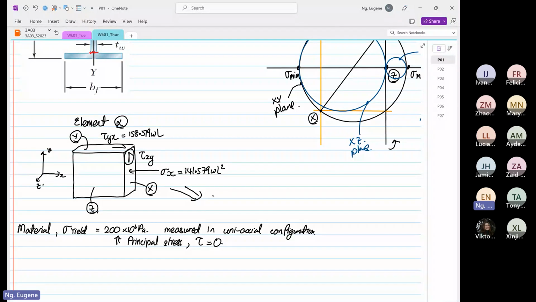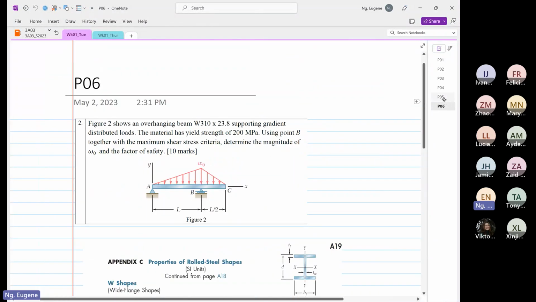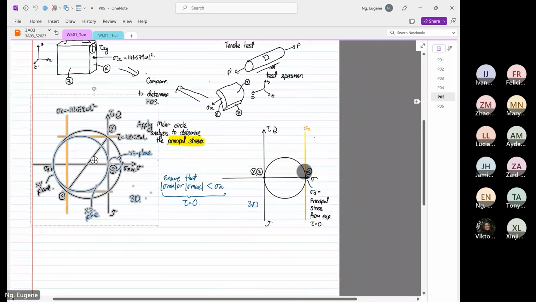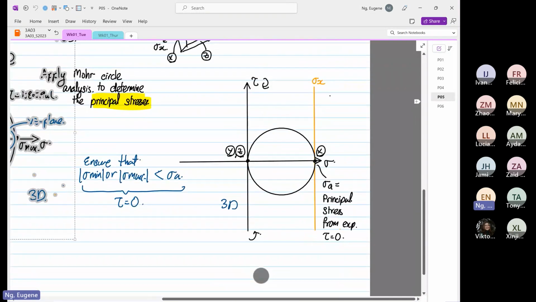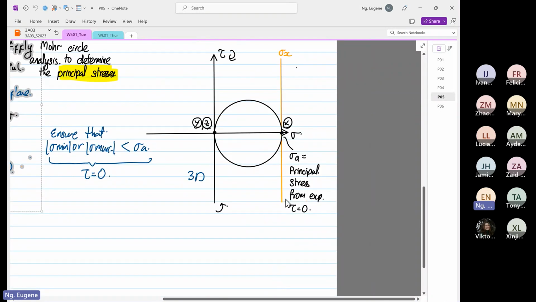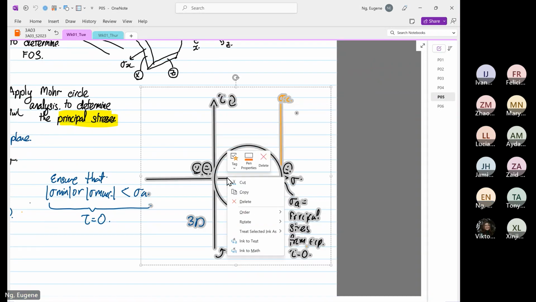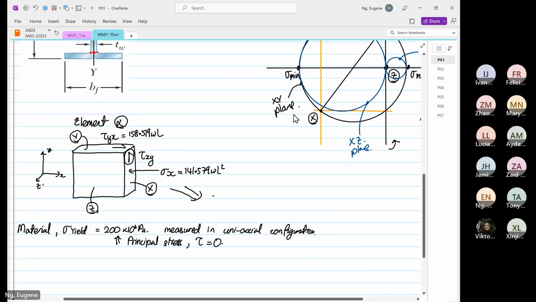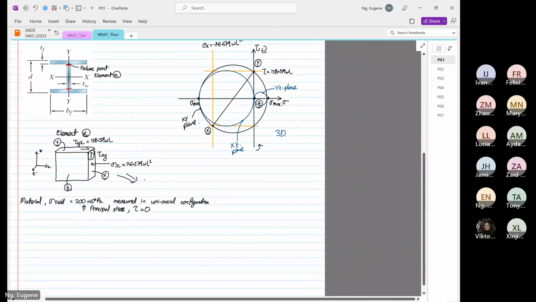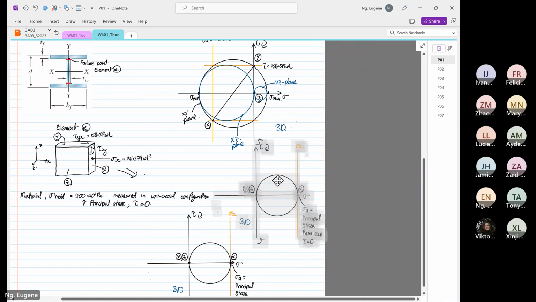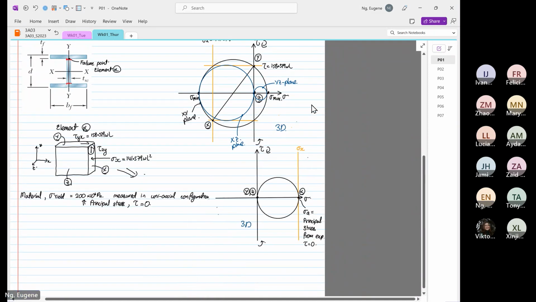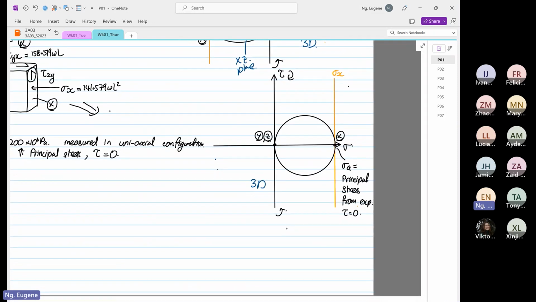If you go back to our lecture on Tuesday, this is the Mohr circle from experimental work. You know what? I'm going to copy and paste it over there so you have it also. So this Mohr circle over here is from experimental work.